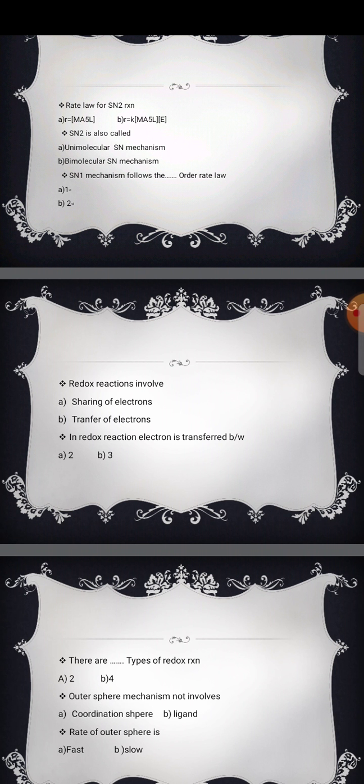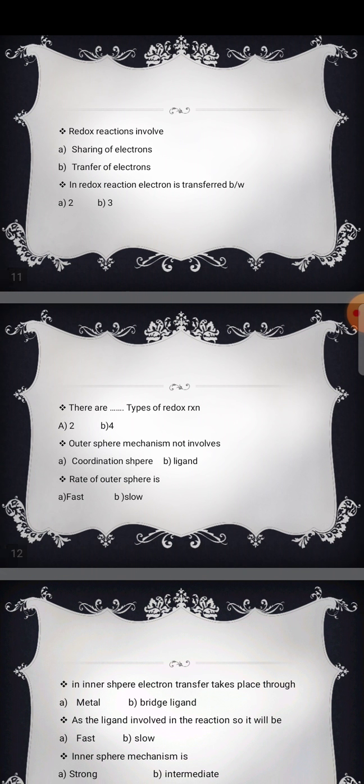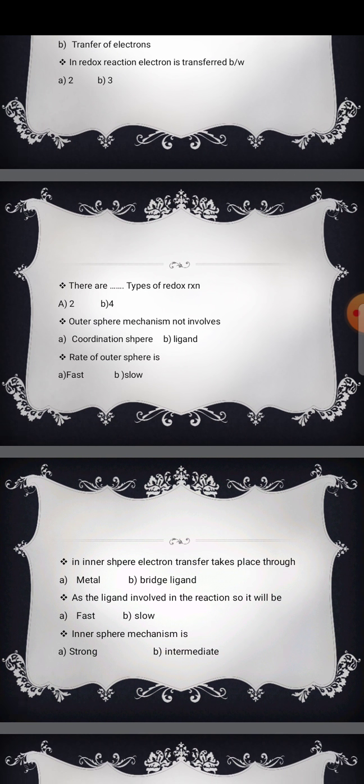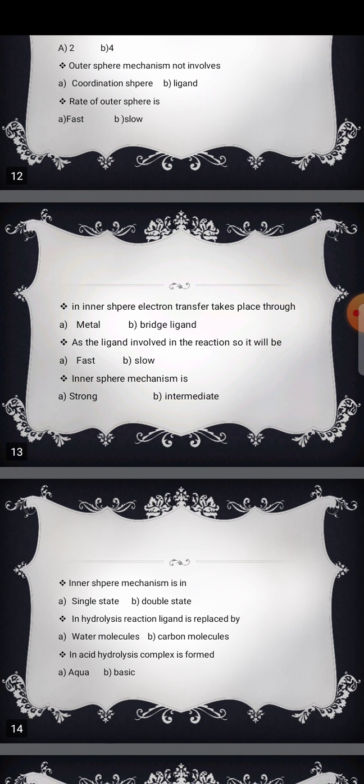Outer sphere mechanism does not involve coordination sphere or ligand? It will be coordination sphere. Rate of outer sphere is fast or slow? It will be fast. In inner sphere, electron transfer takes place through metal or bridge ligand? So answer will be B, bridge ligand. As the ligand is involved in this reaction, it will be fast or slow? It will be slow. Inner sphere mechanism is strong or intermediate? It will be intermediate. Inner sphere mechanism is in single state or double state? It will be in single state.